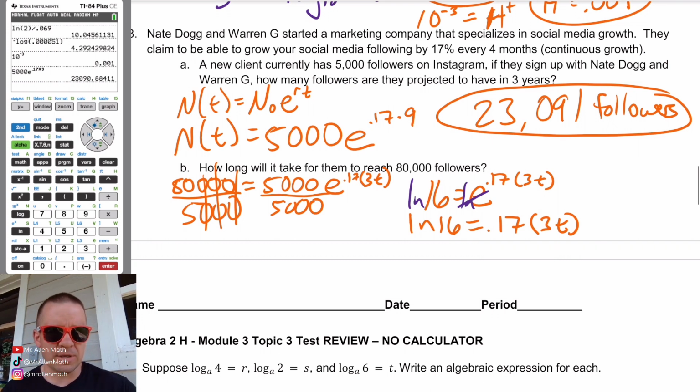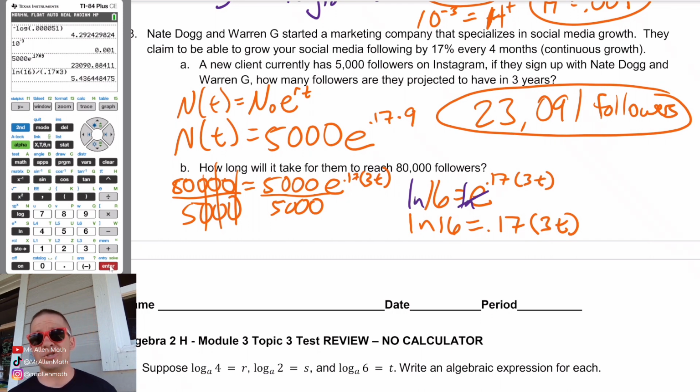So now we can just type this all in, right? I got natural log of 16, and we're going to divide this thing by that 0.17 times 3. Now, either you're going to want to work that out ahead of time or put in a separate set of parentheses here, because otherwise it'll divide it by 0.17 and then multiply it all by 3. This will divide it by 0.17 times 3, that quantity, when we multiply those together. So that set of parentheses there is super important here.